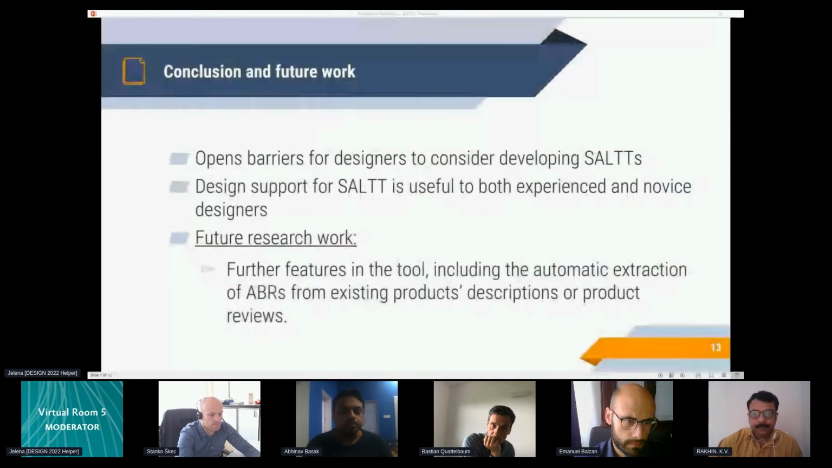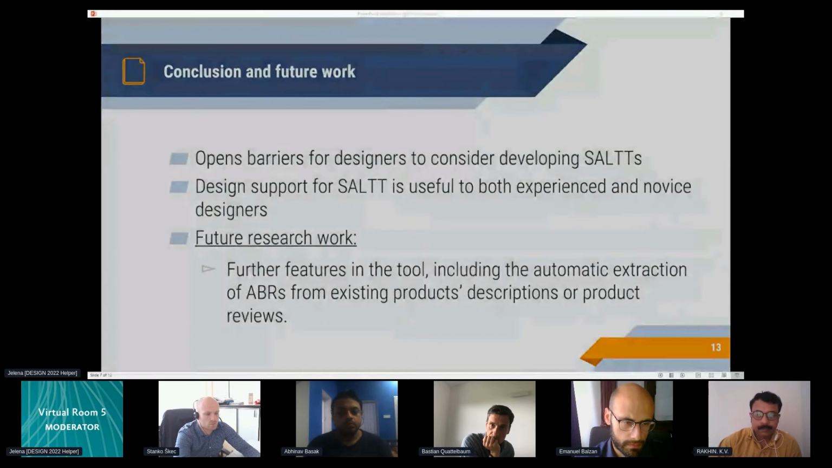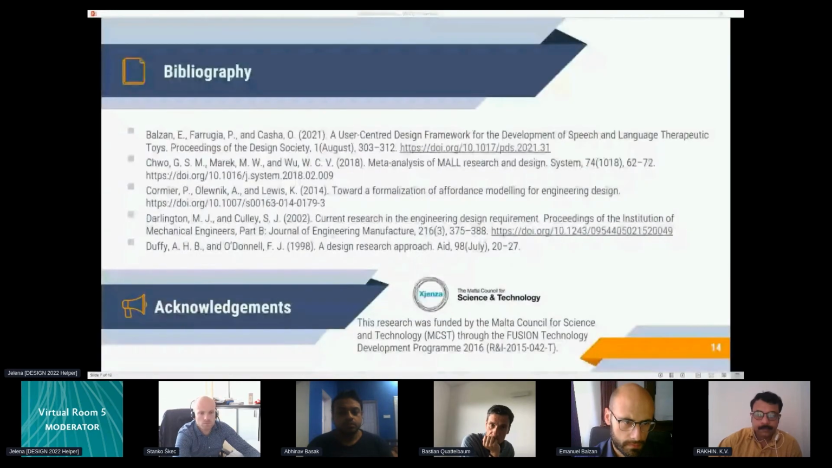As a conclusion, this contribution showed that the framework and the prototype tool would open barriers to developing speech and language therapeutic toys. In terms of future work, Acquaintsalt will be improved based on the suggestions of the participants and the framework on which the tool is based. This framework highlights other features yet to be implemented. Here is a list of references used in this presentation.